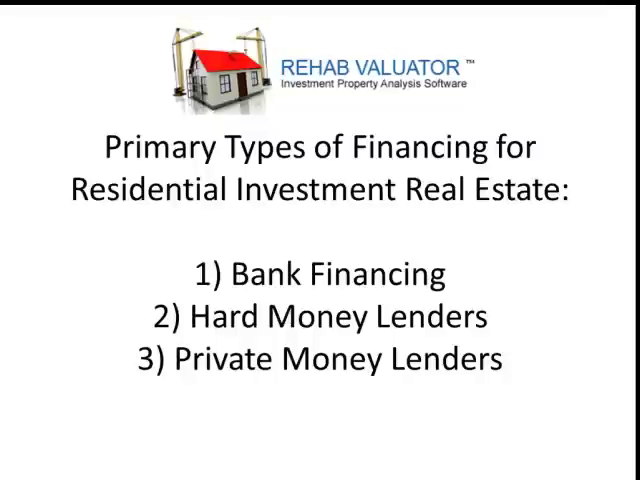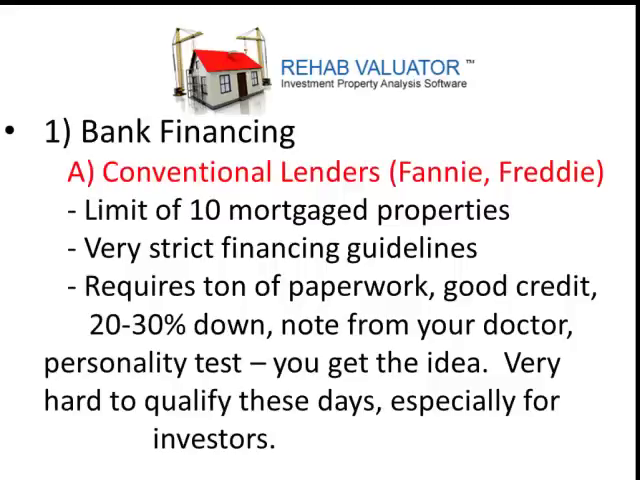There's bank financing, there's hard money lenders, and there's private money lenders. Are there other sources of capital? Sure, but these are the three primary ones. Bank financing really contains two different groups. One is the conventional lenders, Fannie Mae, Freddie Mac. You've got all sorts of issues with getting financing, especially if you're an investor, from the conventional lenders. There's a limit of 10 mortgaged properties that you can have.